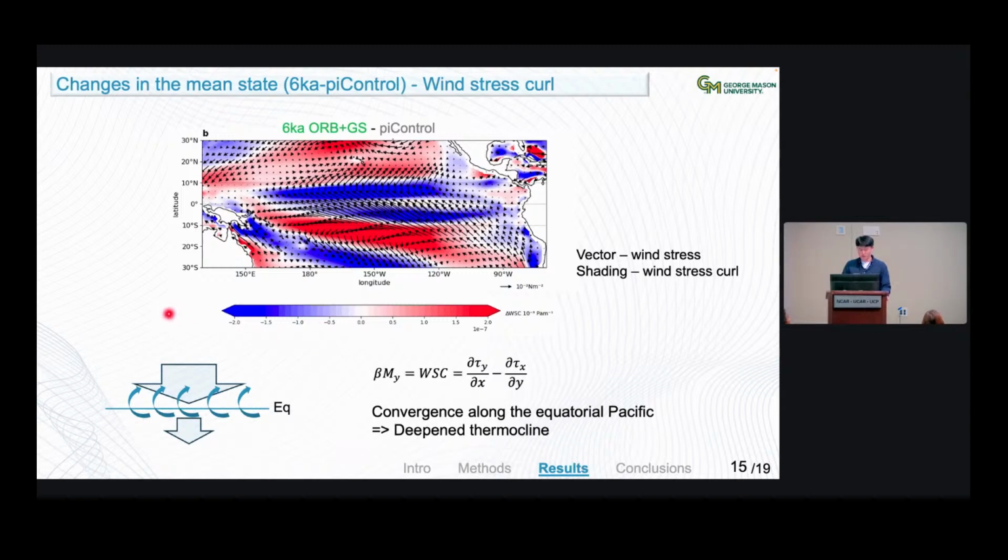Therefore, I just put the schematic figure on the left. There should be the convergence of water along the equator during 6Ka. Actually, that can also help explain the thermocline deepening during 6Ka.